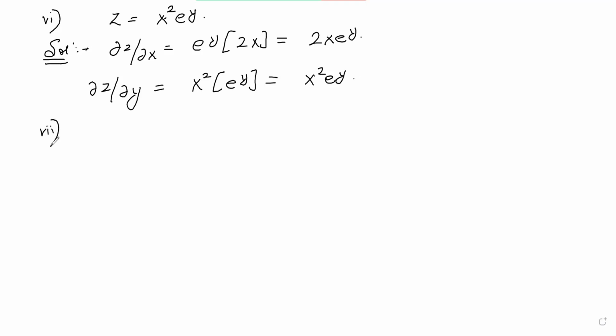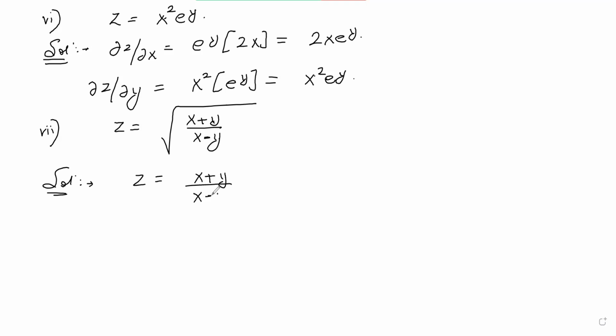Let's look at part 7. Okay, so it's as follows. Z is equal to square root of x plus y over x minus y. Okay, so first of all, I can write it like this. Z is equal to x plus y over x minus y whole to the power half.